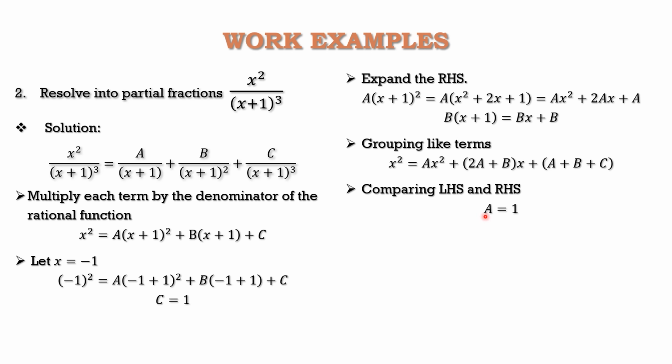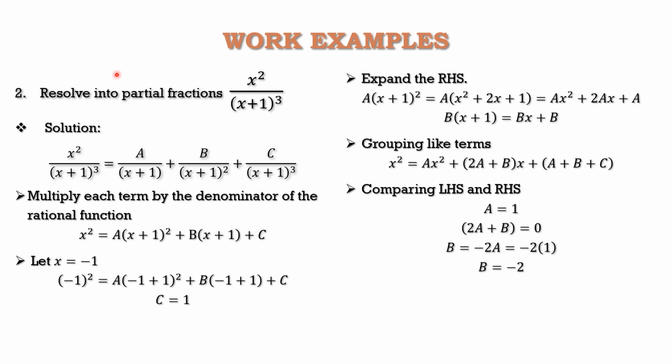So if a is 1, let's look at the next ones too. We can also have 2a plus b equal to 0, because there's no coefficient of x here. So 2a plus b is 0. I'll just have to put the a here, then make b the subject. So b is equal to minus 2.